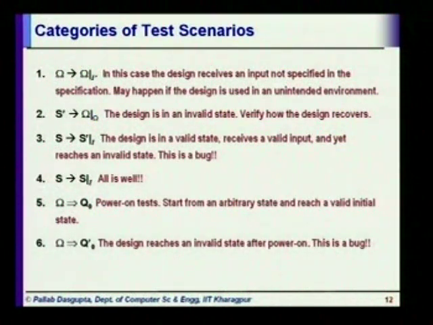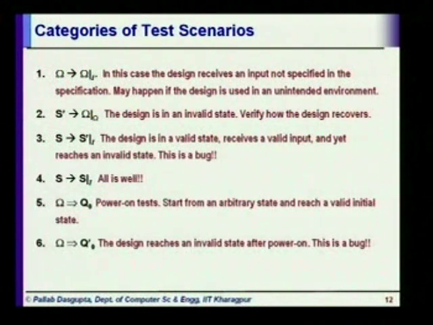So these are the set of scenarios which represent bugs, right? And then the most standard scenarios are the next one, where you can go from any valid state to any other valid state on a valid input. And then finally, categories 5 and 6 are for power on. So when we switch on the power of the design, at that time typically the system is in some arbitrary state, and we want to make sure whether it eventually reaches a valid initial state. And the last category is that whether it fails to do so.